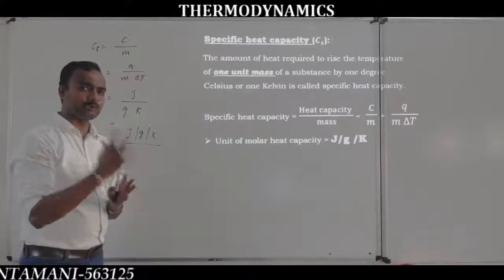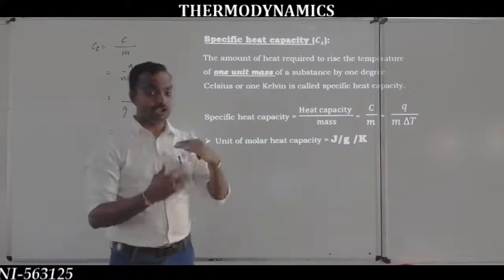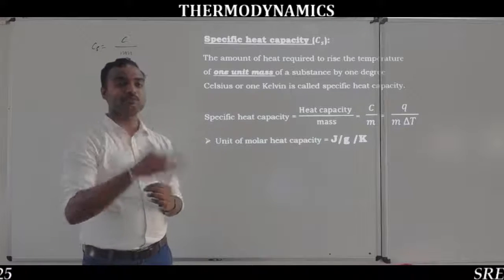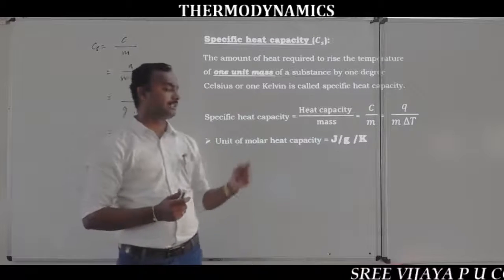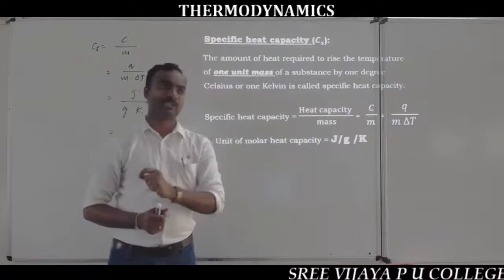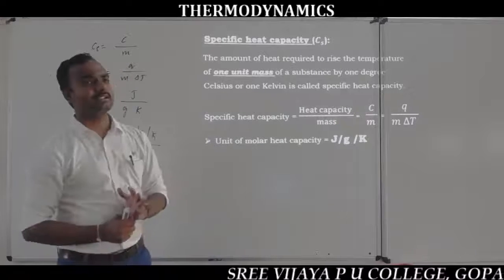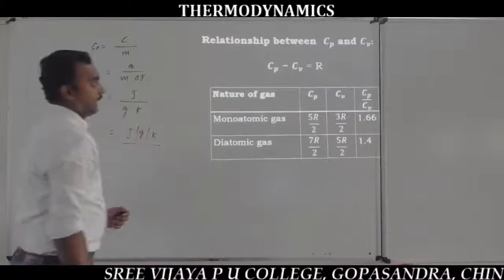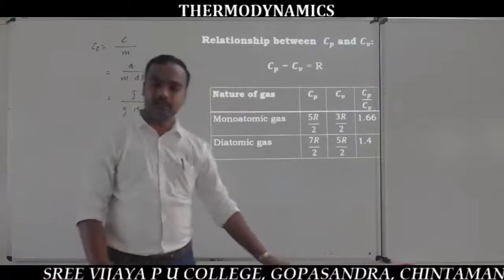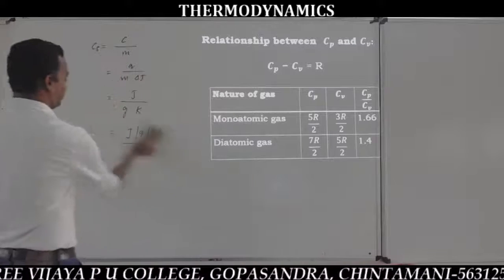So the unit of heat capacity is joule per Kelvin, the molar heat capacity is joule per mole per Kelvin, and for specific heat capacity it is joule per gram per Kelvin. That is the specific heat capacity, molar heat capacity and heat capacity. Okay, this is extra information especially for JEE.